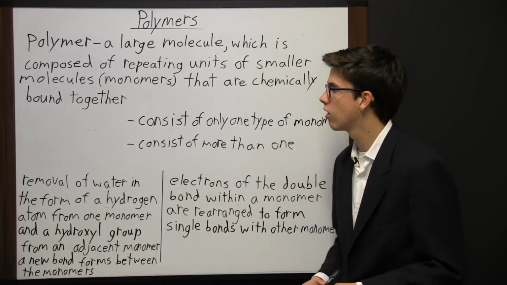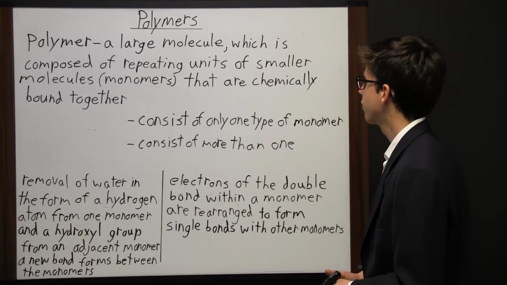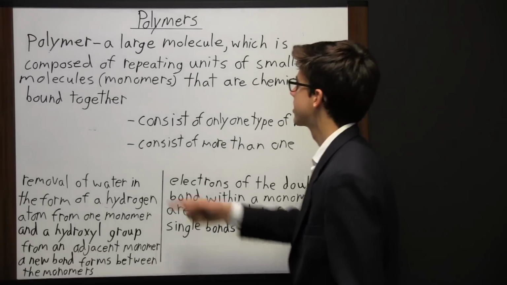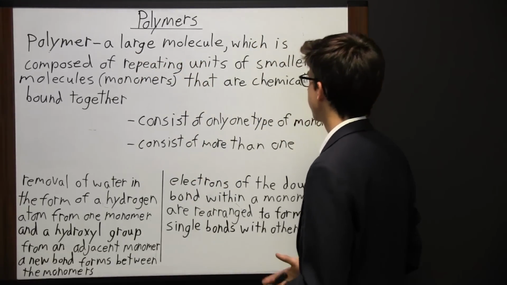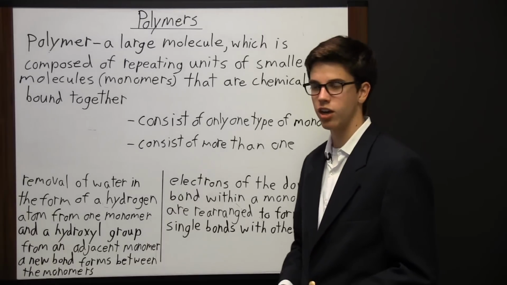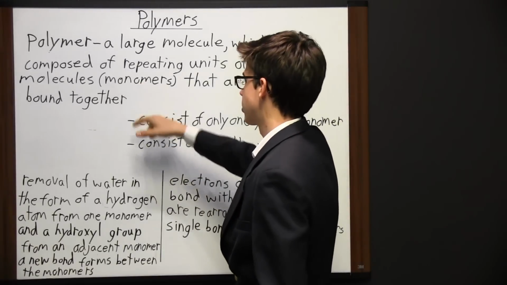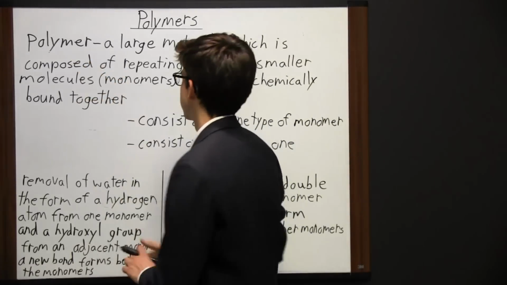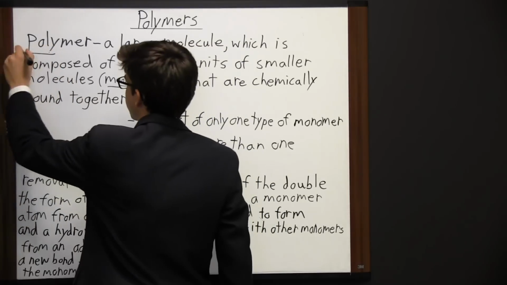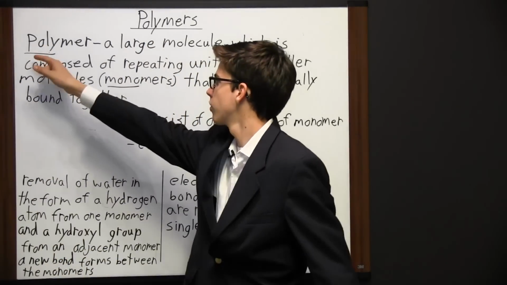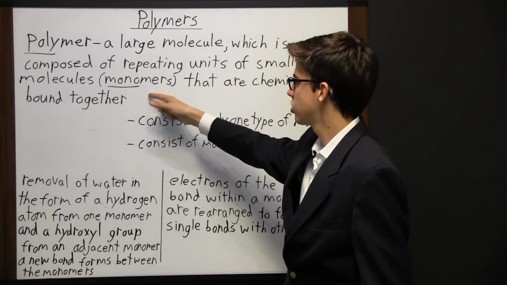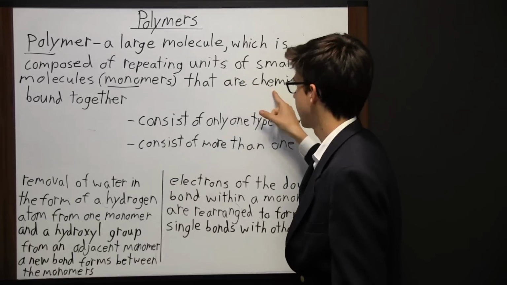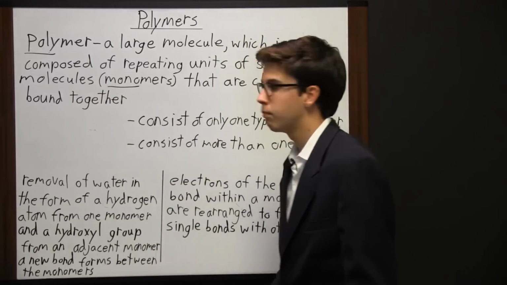A polymer is a large molecule which is composed of repeating units of smaller molecules that are chemically bound together. So it's a large molecule and it's composed of repeating units of smaller molecules, and we can call these smaller molecules monomers. And so a monomer is basically the subunit or the building block for polymers, because notice here the prefix mono and the prefix poly. Poly means more than one and mono means one. And so this is just one molecule, but when these one molecules join together in repeating units that are chemically bound together, they form a polymer.